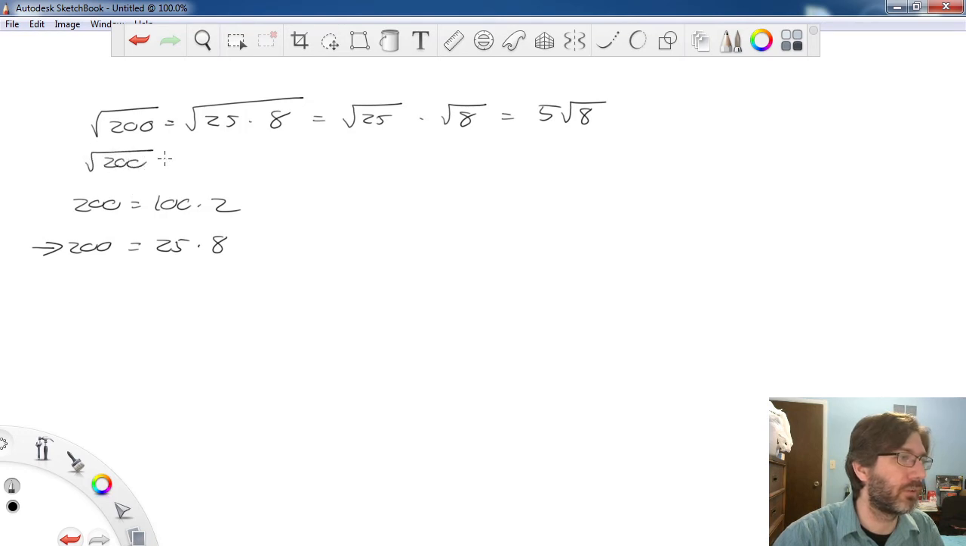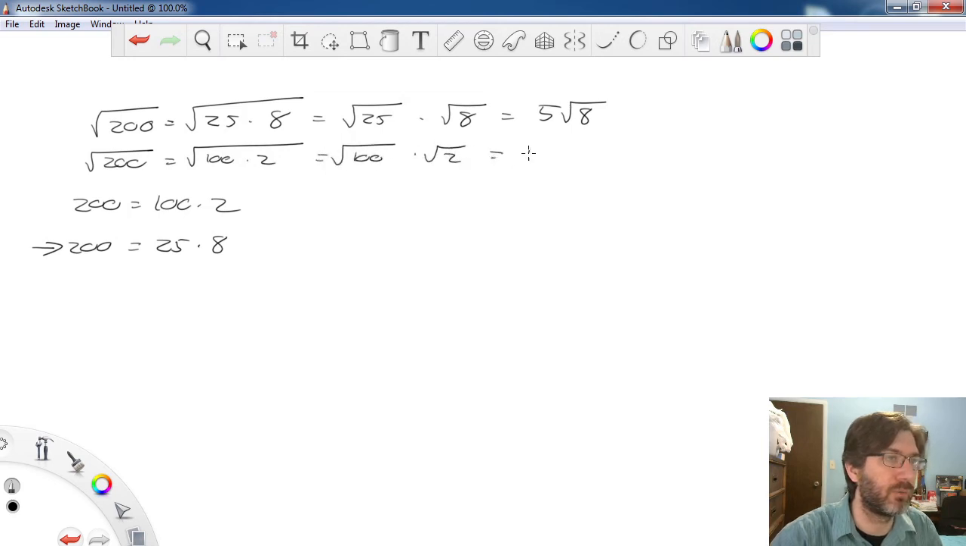which is different than if we did it with the 100, because if you look at the 100, you'll get 100 times 2, and that'll be the square root of 100 times the square root of 2, which is going to equal 10 square roots of 2. And these are still the same number actually. It's just that this one here is the preferred answer.